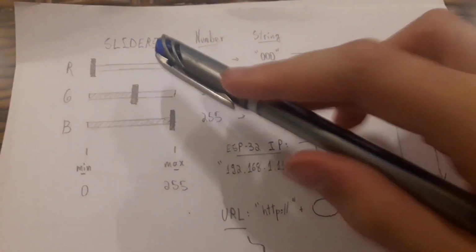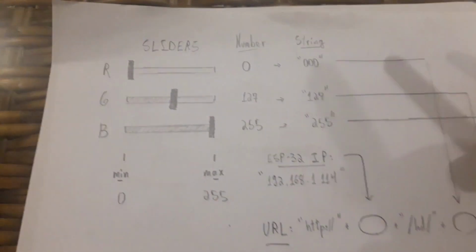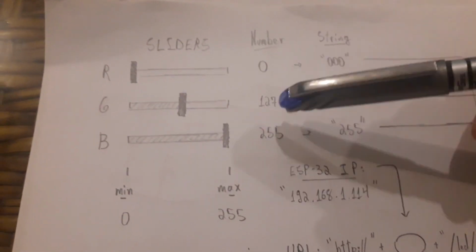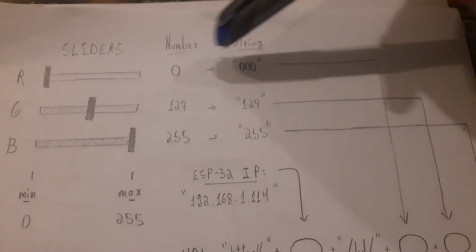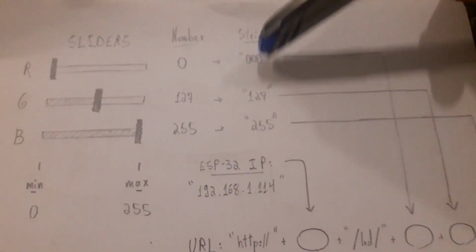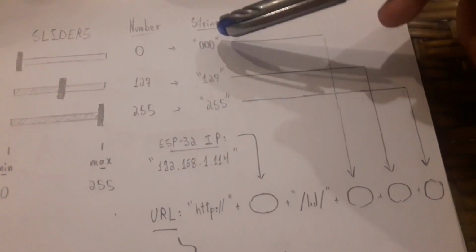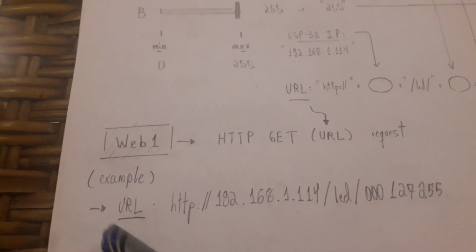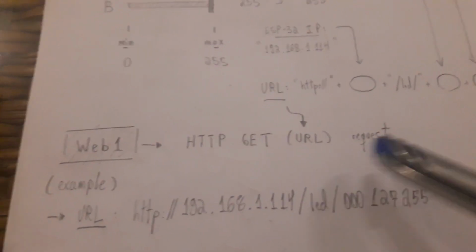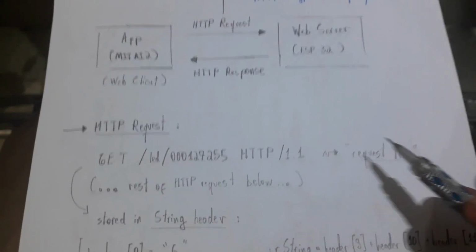So just like in the previous example, let's suppose that the sliders in our app are in this position right here. Our app is going to retrieve these numbers, which depend on the position of the thumbs in the sliders, and convert them into strings. And using the IP address of our ESP32 board, our app is going to join all of these strings into a single URL. In our case, it's going to be this URL right here. And it's going to use this URL to perform an HTTP GET request using the app's web connectivity. Then the server will receive the request and decode it.